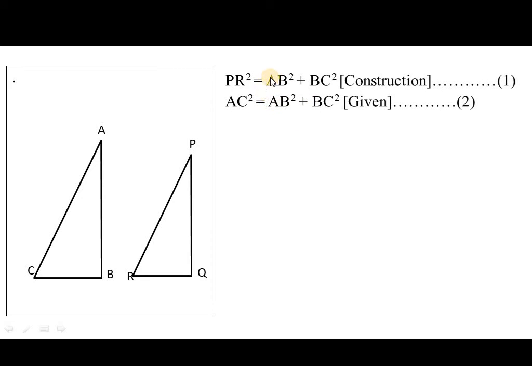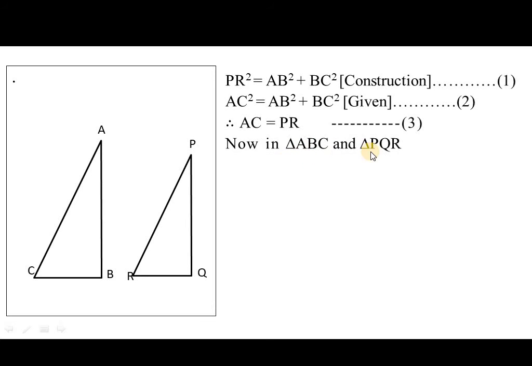So here if you observe, in the two equations the RHS is equal. If the RHS is equal, definitely the LHS would become equal. Therefore we can write AC is equal to PR, because the AC square value and the PR square value are both the same. Therefore AC is equal to PR.